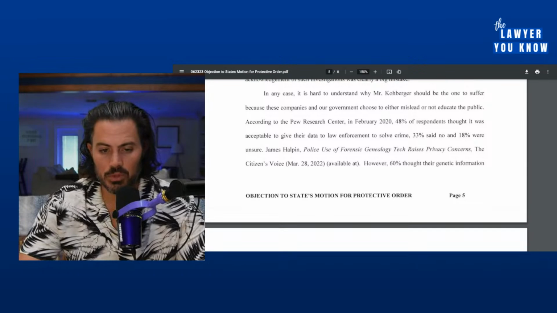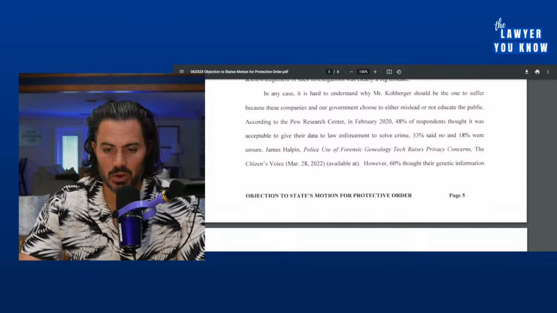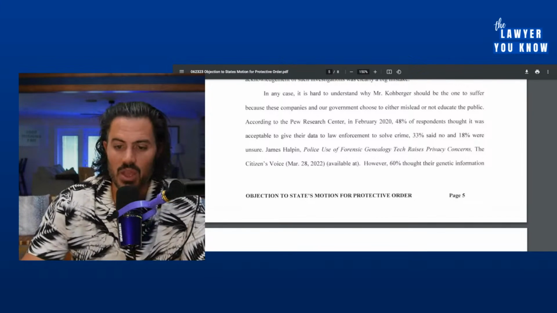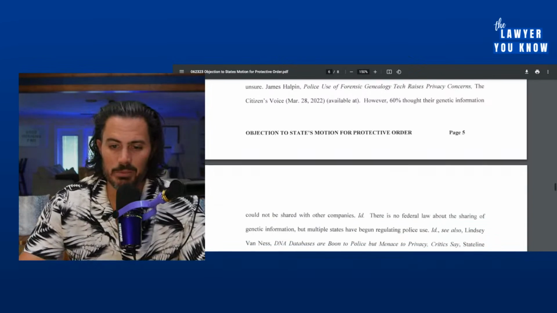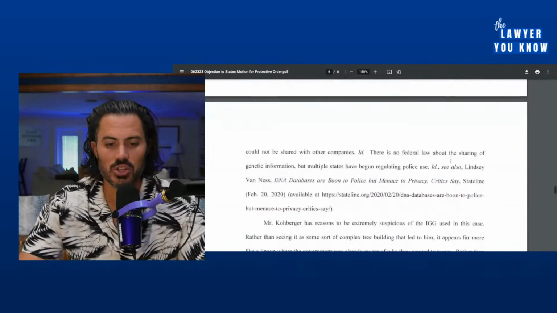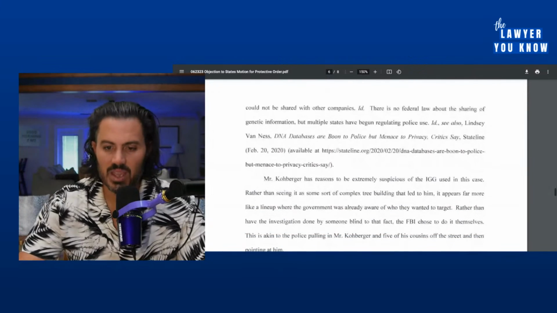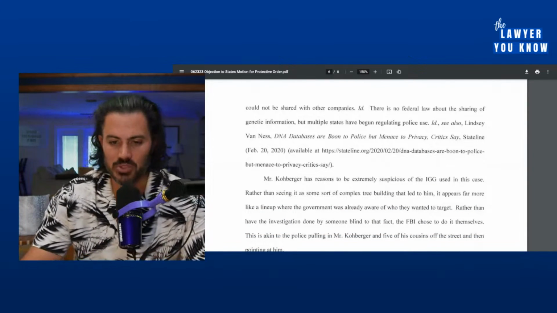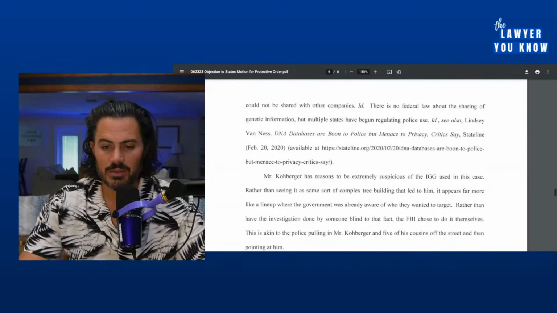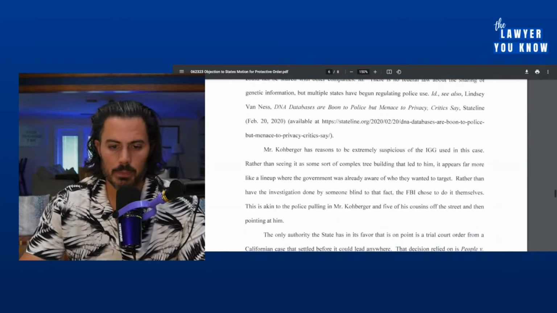According to the Pew Research Center in February of 2020, 48% of the respondents thought it was acceptable to give their data to law enforcement to solve a crime. 33% said no, 18% were unsure. However, 60% thought that their genetic information could not be shared with other companies. There is no federal law about sharing of genetic information, but multiple states have begun regulating police use.